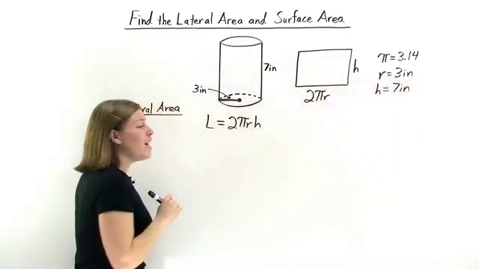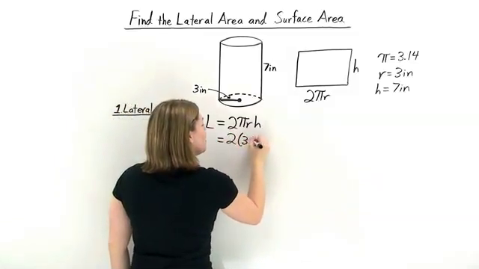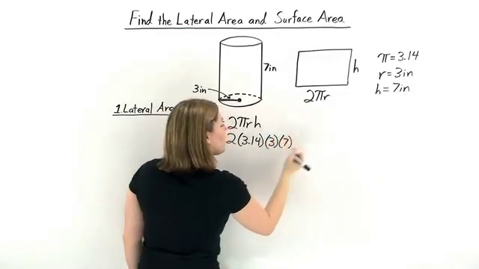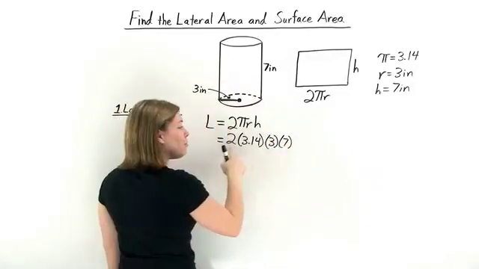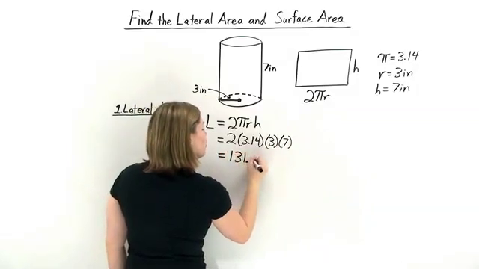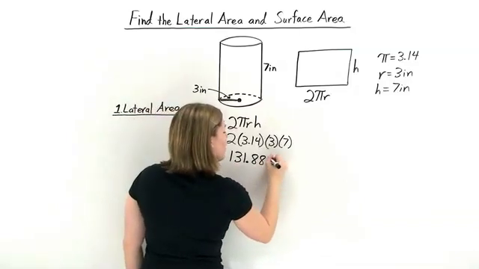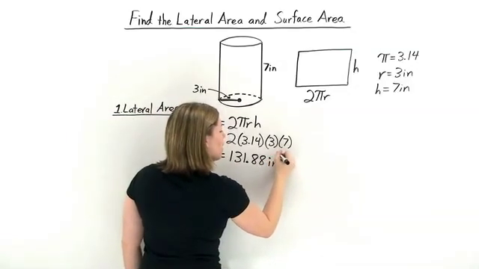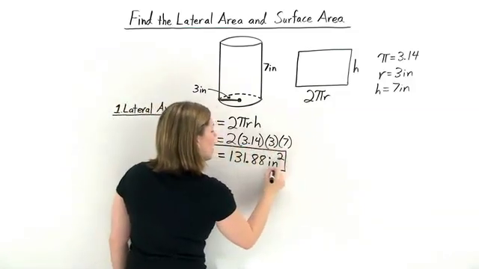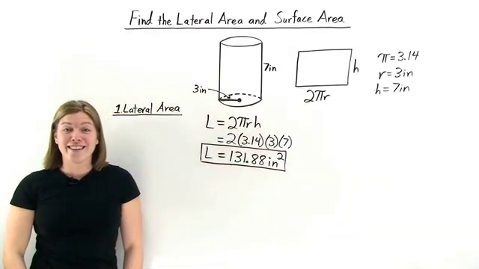So now that we've identified all of those variables, let's plug them into our equation. Just like this. Now in order to find the lateral area, all we need to do is multiply these four numbers together. Multiplying, we get 131.88. Lateral area is an area, so we have our units squared. And since we've been dealing with inches, we have inches squared as our units. And now we have the lateral area.